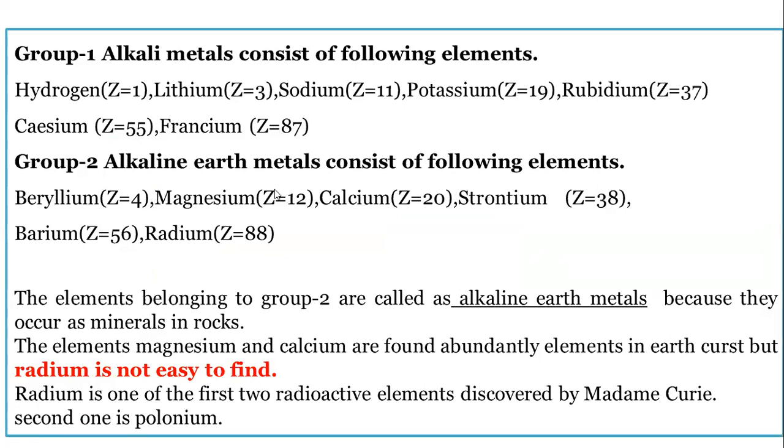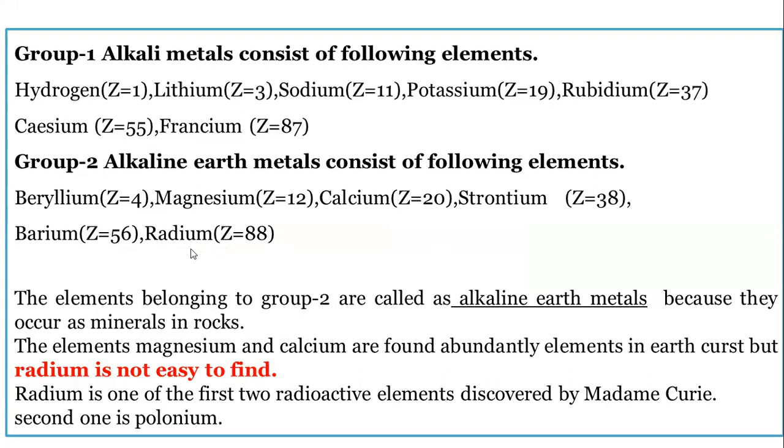Their electronic configuration is also given in the bracket. The group 2 elements are called alkaline earth metals because they occur as minerals in rocks. They are found in rocks. That's why these are called alkaline earth metals. The elements magnesium and calcium, see, magnesium has atomic number 12, calcium has atomic number 20. These are found abundantly in the earth's crust. Their percentage is more in the earth's crust, but the last element, radium, is radioactive. It is not very easy to find.